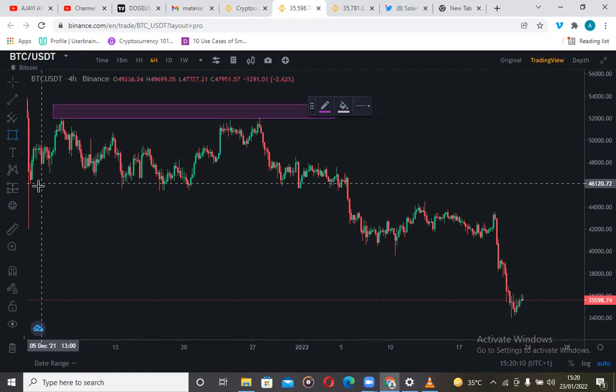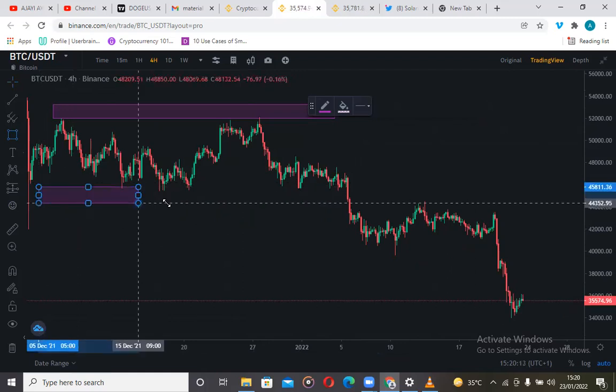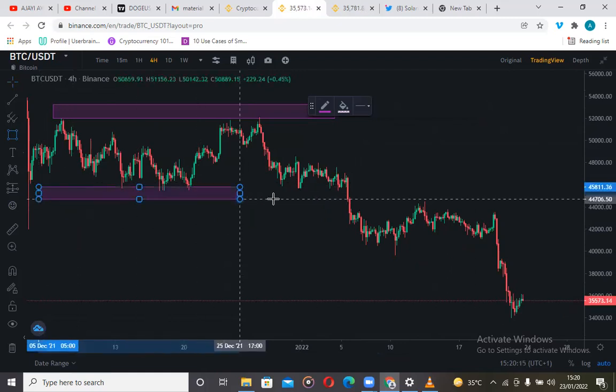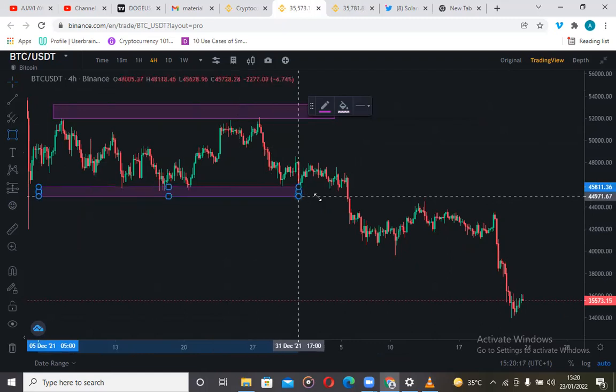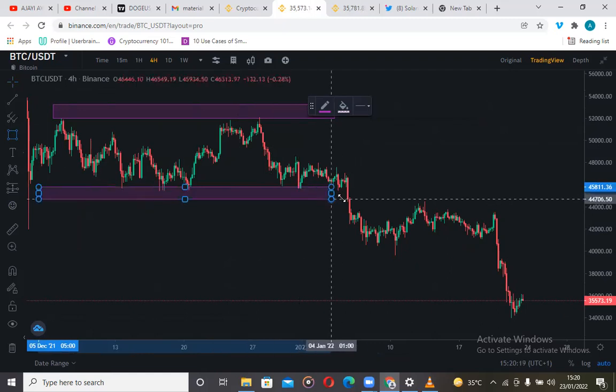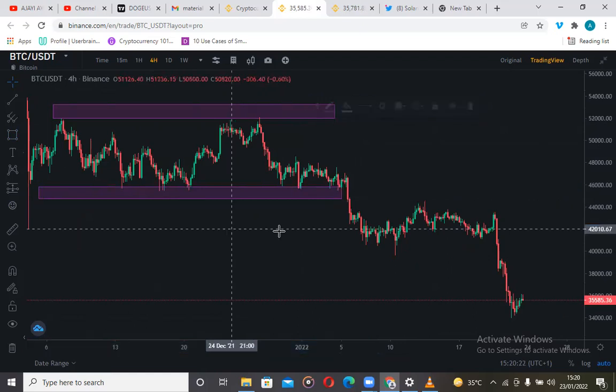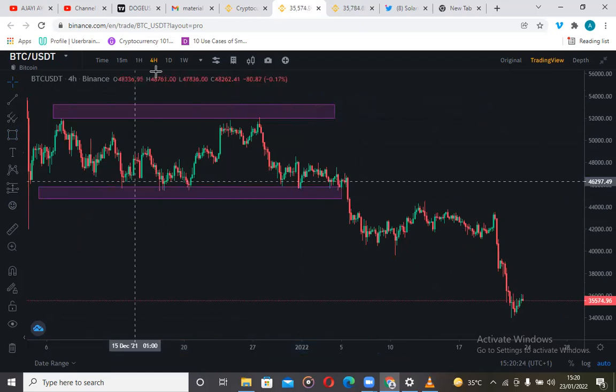The chart is still the same, it's just the interface that I have. Just two points, and this support. Right, you can see the price reaching. Now let me explain the support.